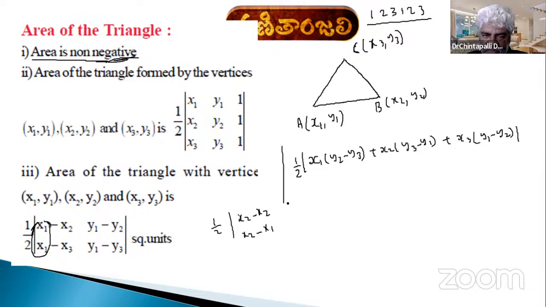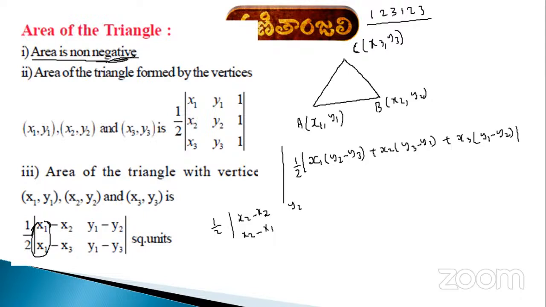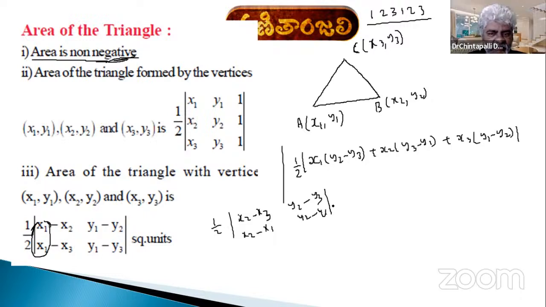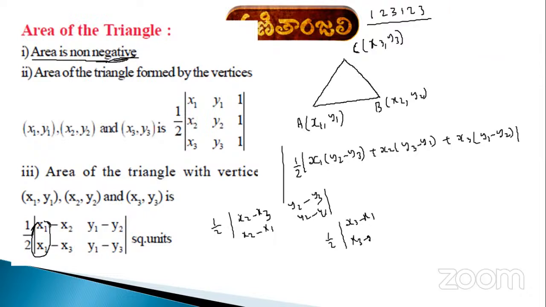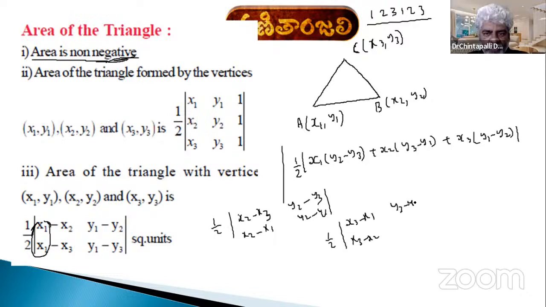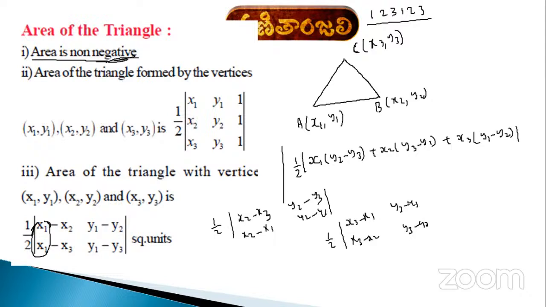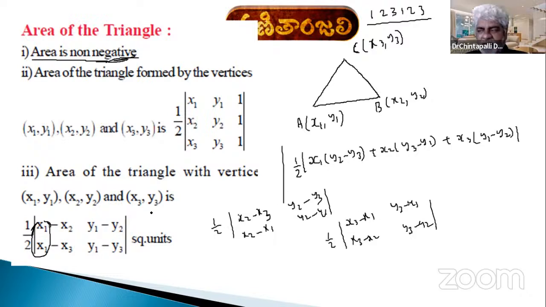Can you expect why? Isn't it x2 minus x3, x2 minus x1, right? What about the y terms, the second column? y2 minus y3, y2 minus y1. Of course, you must start with x3 also: 1/2 into x3 minus x1, x3 minus x2, and y3 minus y1, y3 minus y2. Surprisingly, all these three give the same answer. Right? Yes, sir.